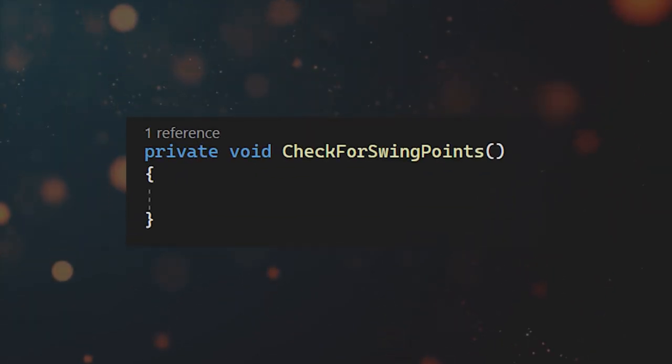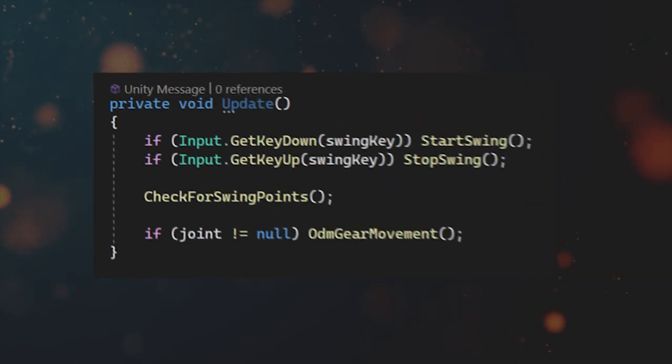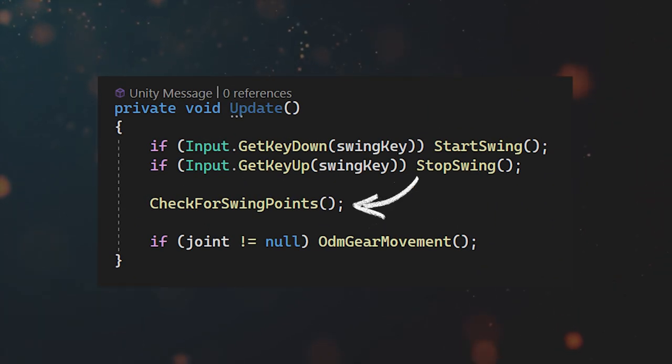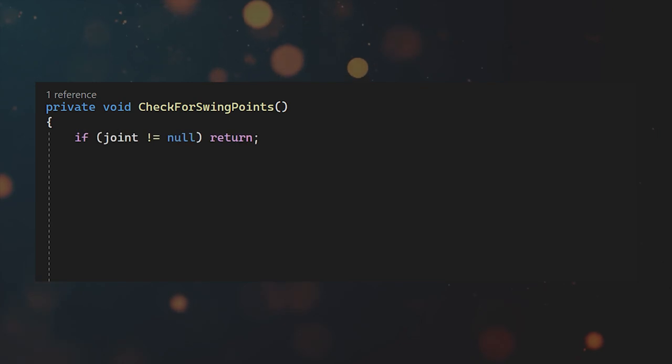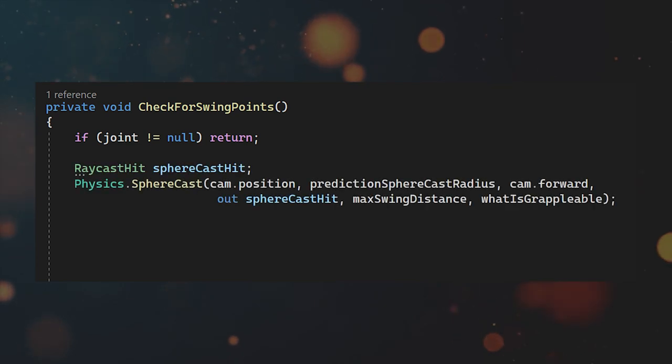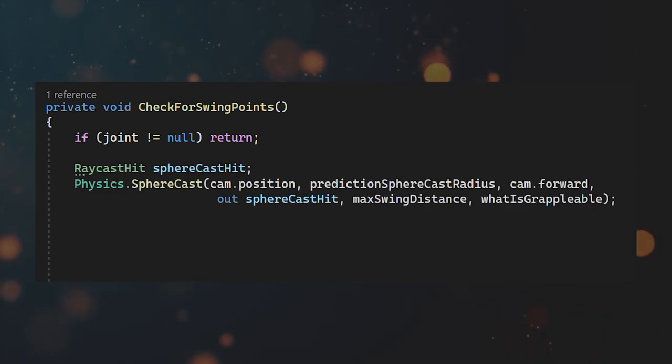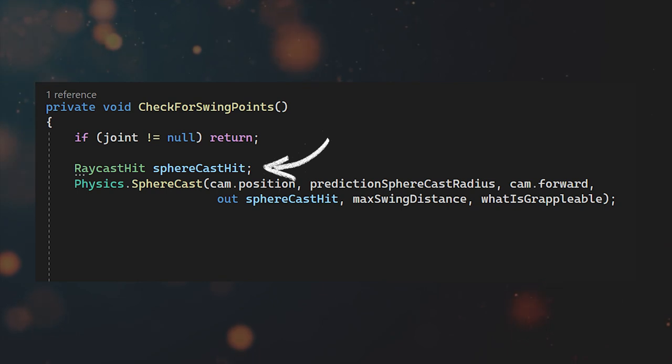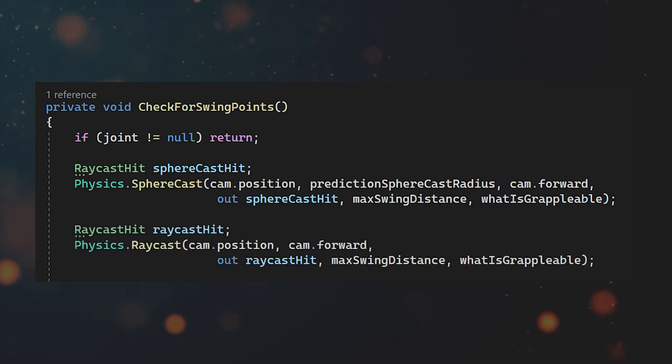Then create a new function called check for swing points and continuously call it in void update. Now, first of all, if you're currently swinging, just return the function, because then you don't need to check for new points. Okay, now let's perform the sphere cast and store the information in the sphere cast hit variable. And then let's also perform the ray cast and store the information in the ray cast hit variable.